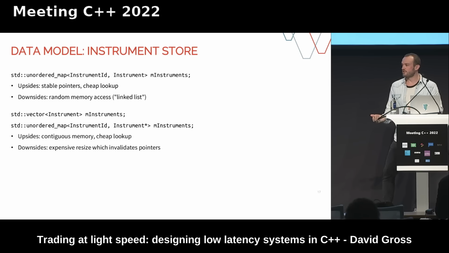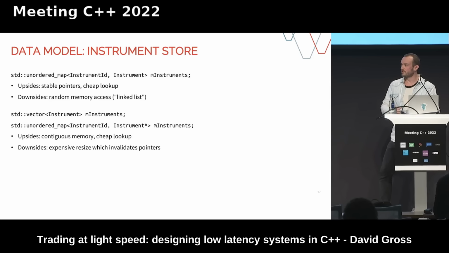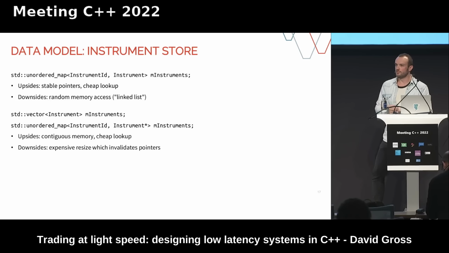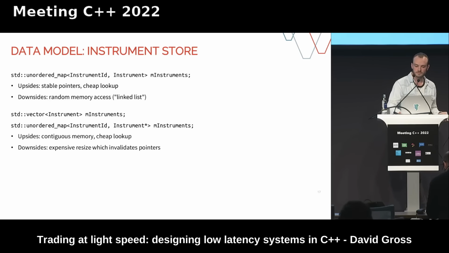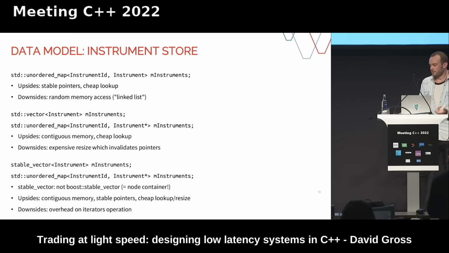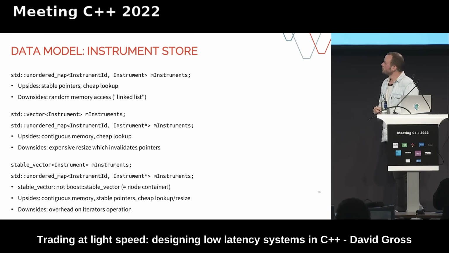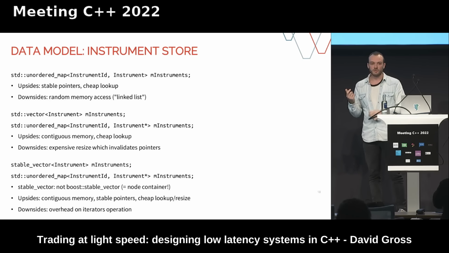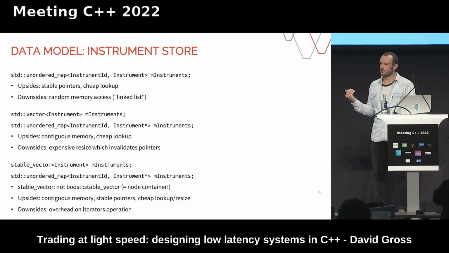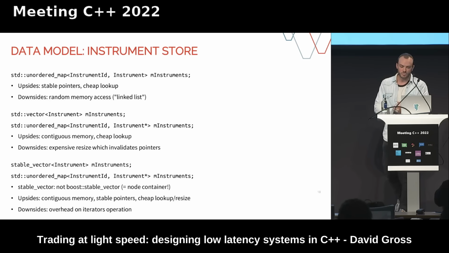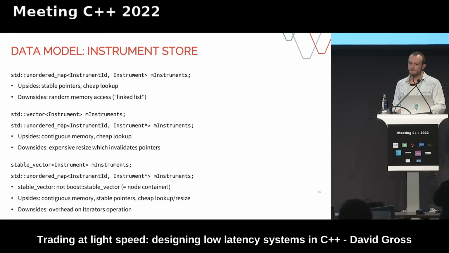But then this doesn't really satisfy our requirements anymore, because with std::vector on the resize we're not going to have a valid reference anymore, so that's not great. So my favorite solution for that is to use a container called stable vector. I'm going to show you the code on the next slide. It's a very, very simple container.